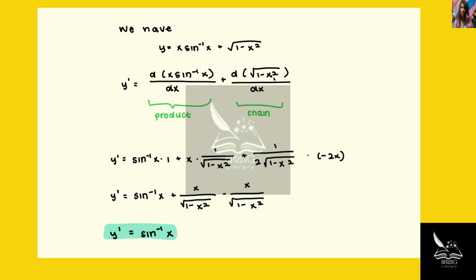So how am I going to do this? Well, this first term looks like a product, so we're going to use the product rule. And the second term, we're going to use chain rule.